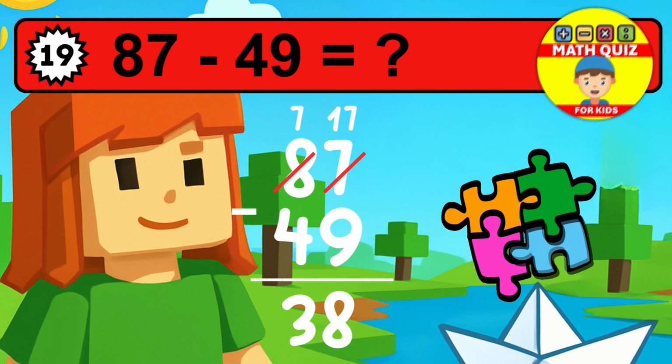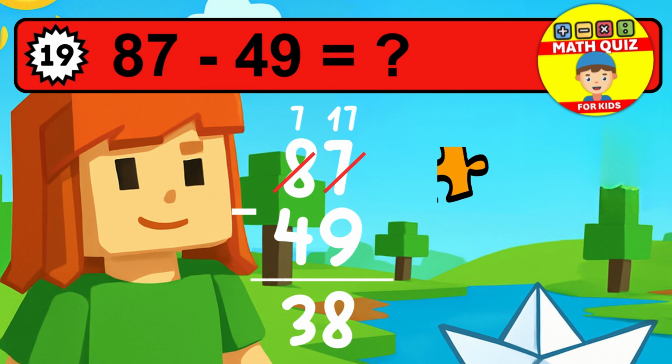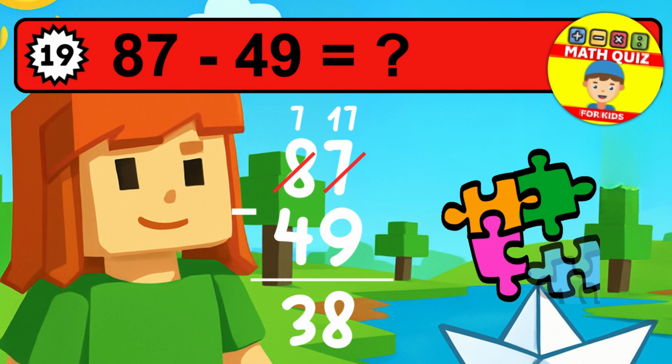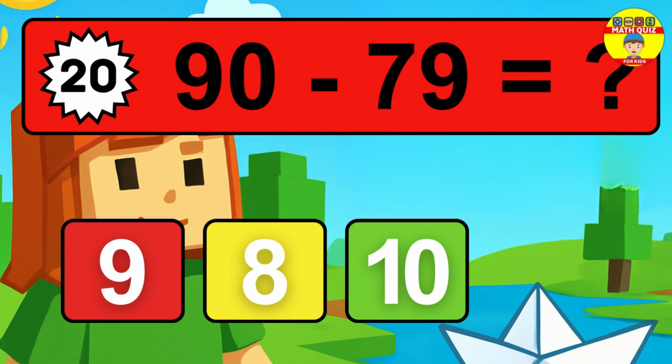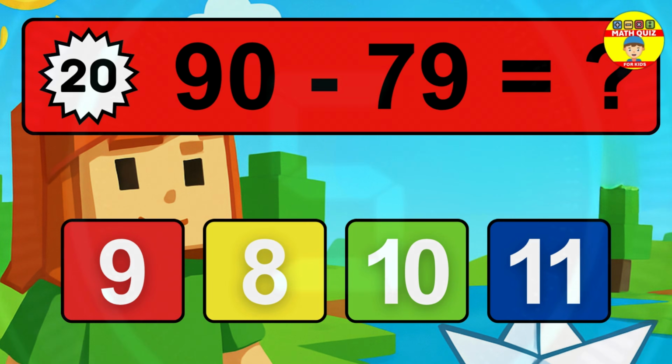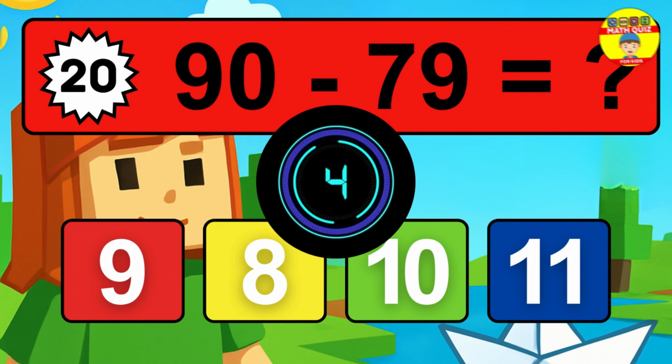Then we go to the tens. 7 minus 4 is 3. The final answer is 38. What is 90 minus 79? Time to think.